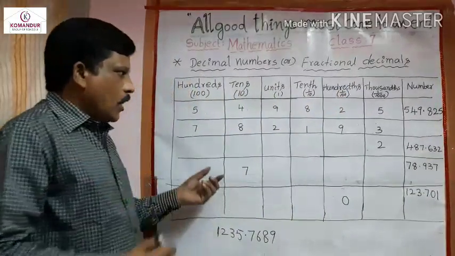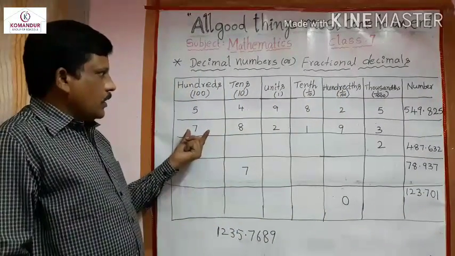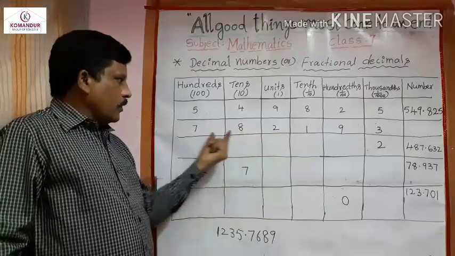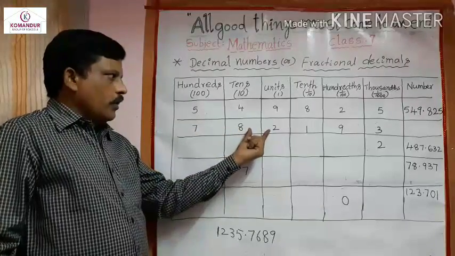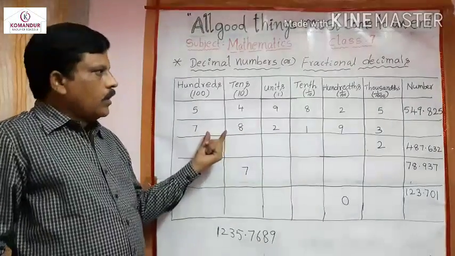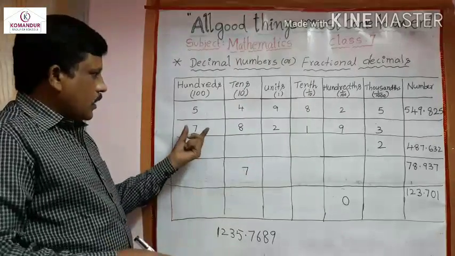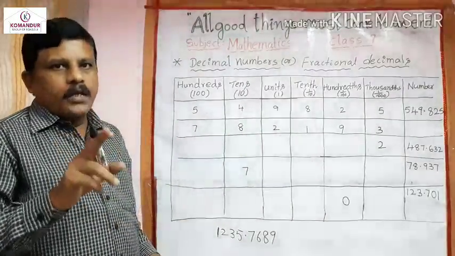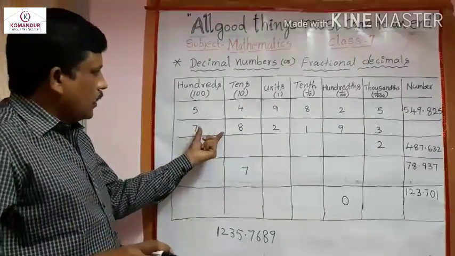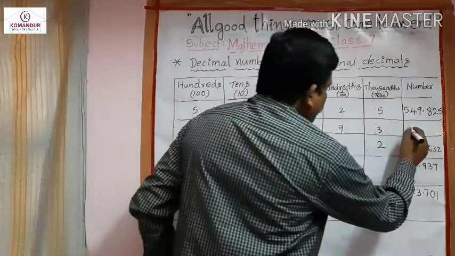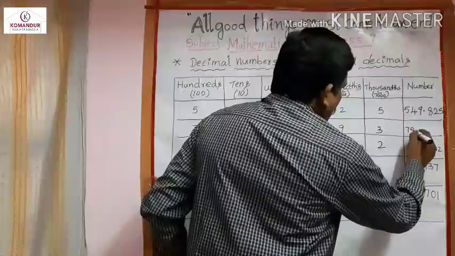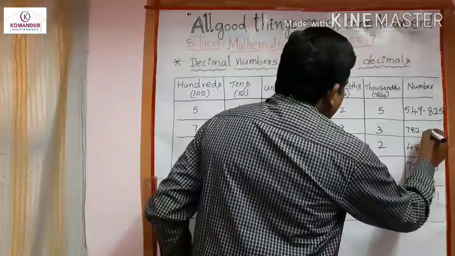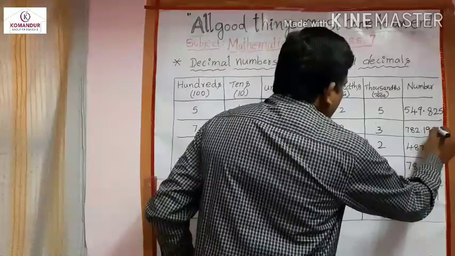So like that, how do we write this one? Up to here it is 782, and we read the side after the point like this: 782.193. So that is 782.193.